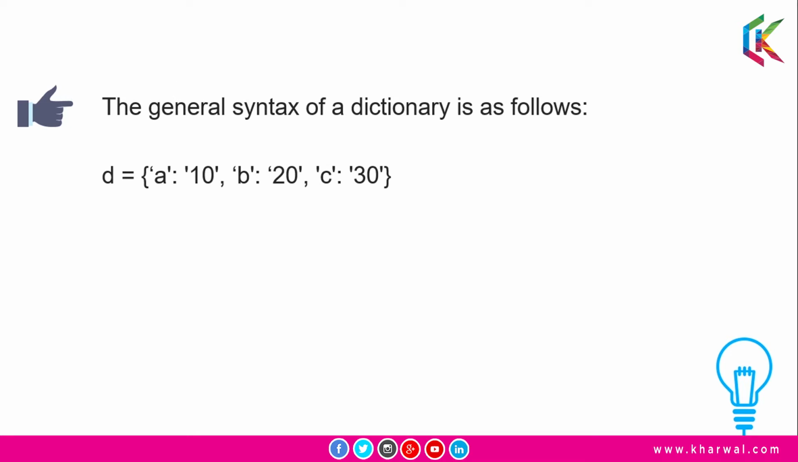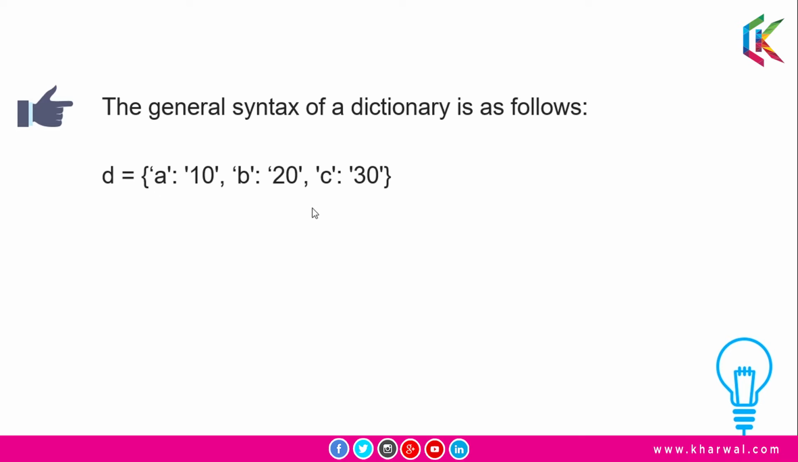We have three items in this dictionary D and an item has a key and the corresponding value that is expressed as a key and value. So A is a key and 10 is a value. This is the first item and here B is a key and 20 is the value of this key. This is second item and this is a third item where C is key and 30 is a value that is associated with this key. So each key is separated from its value by the colon and items are separated by the commas.